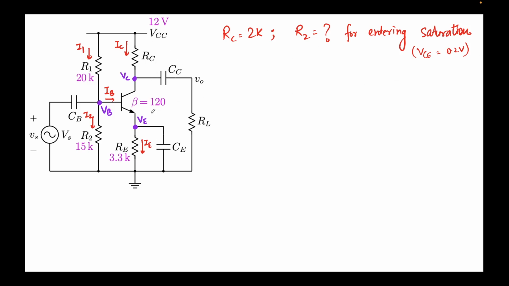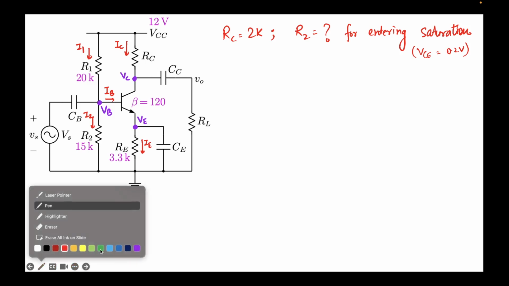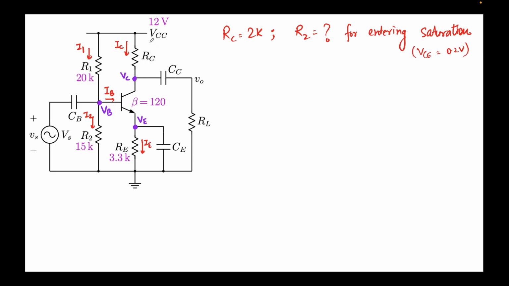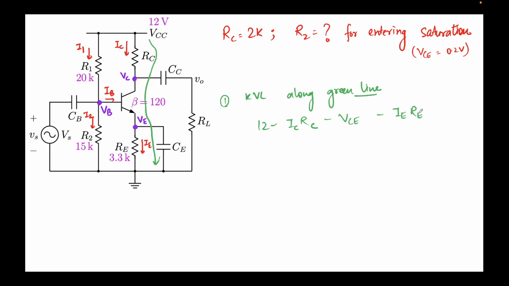So effectively everything in this, I'll denote with a different color, everything in this green path is known to us, right? So as step 1, we'll apply KVL along the green line. It will be 12 minus IC RC minus VC, that is the drop over here, minus IE RE should be equal to 0.